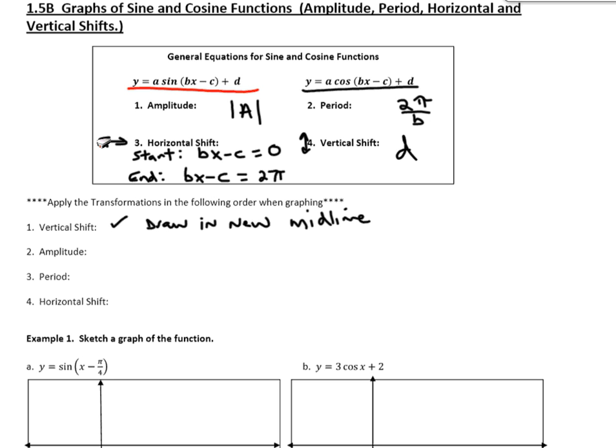Then I'm going to draw my amplitude. So this goes how far up and how far down from the midline. Okay, so my amplitude is going to be the second thing that I draw in. Then I'm going to draw in my period. Okay, and so my period is actually going to go in from my starting point to my ending point. And then I'm going to put in, so this is start and end. And then I'm going to put in my horizontal shift. Where does it move?